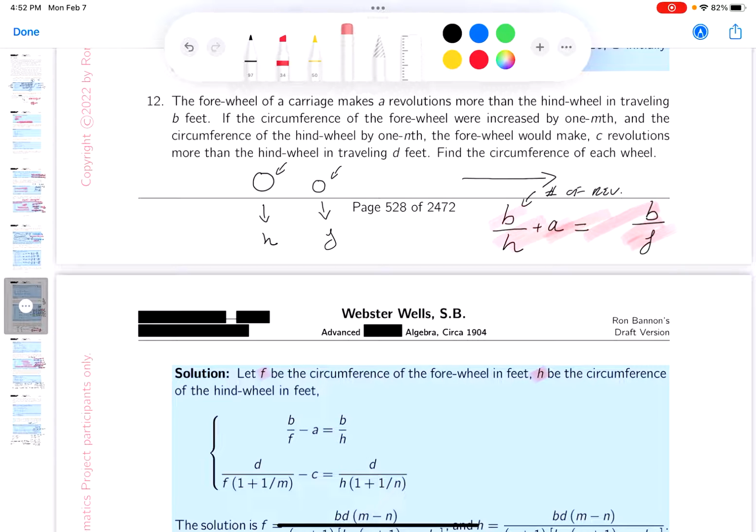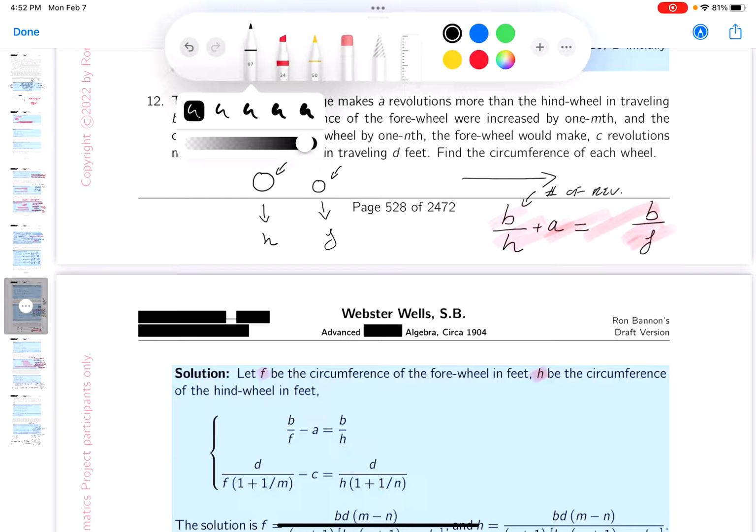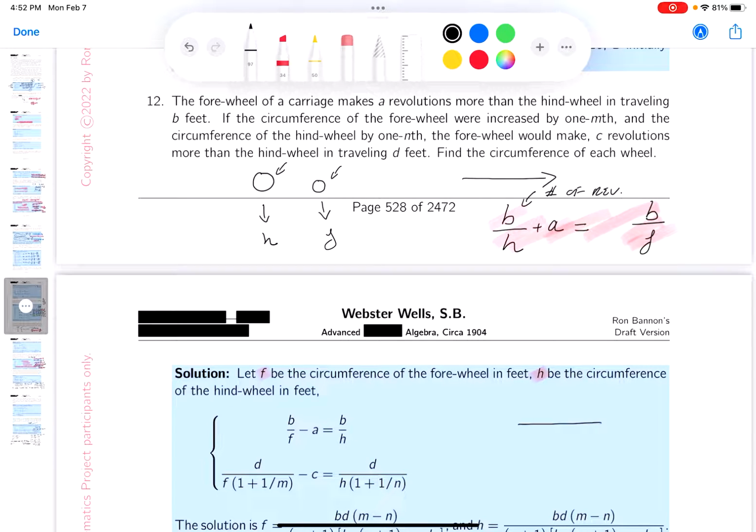It goes on to say, if the circumference of the forewheel were increased by 1/n. I'm going to write that down for you. So the circumference of the forewheel was increased by 1/n. That's 1 over n. And then it goes on to say the hind wheel was increased by 1/n. So that's the new circumference of the forewheel and the hind wheel.